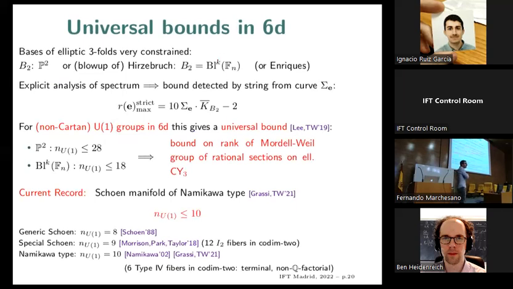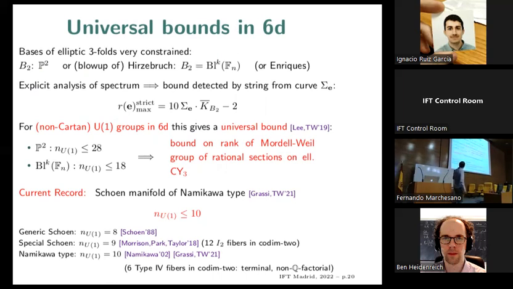We can have at most 28 non-Cartan U1s in six-dimensional compactifications of F-theory. And if you may remember, this is the same as claiming that elliptic Calabi-Yau threefolds have a Mordell-Weil group of a certain bounded rank, because extra sections are equivalent to extra U1s in F-theory. So the number of sections, i.e. the rank of the Mordell-Weil group, is bounded by the number of U1s.